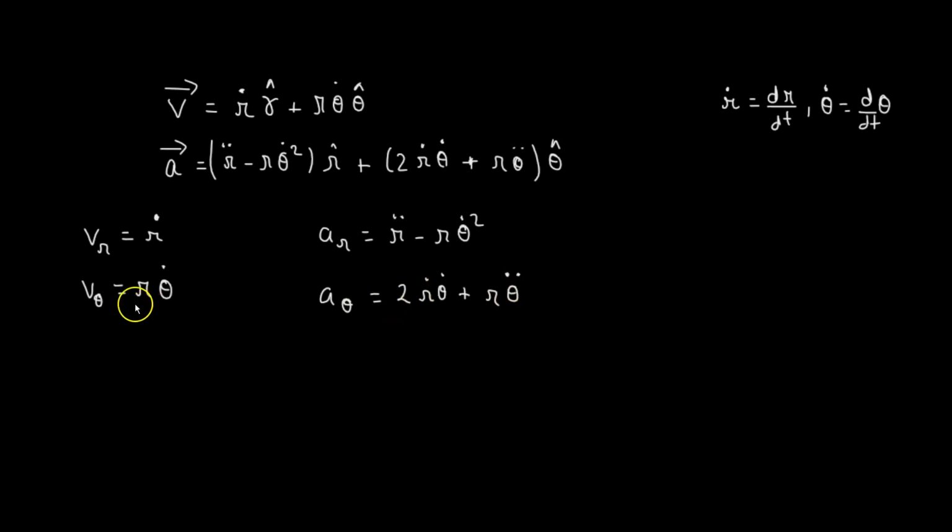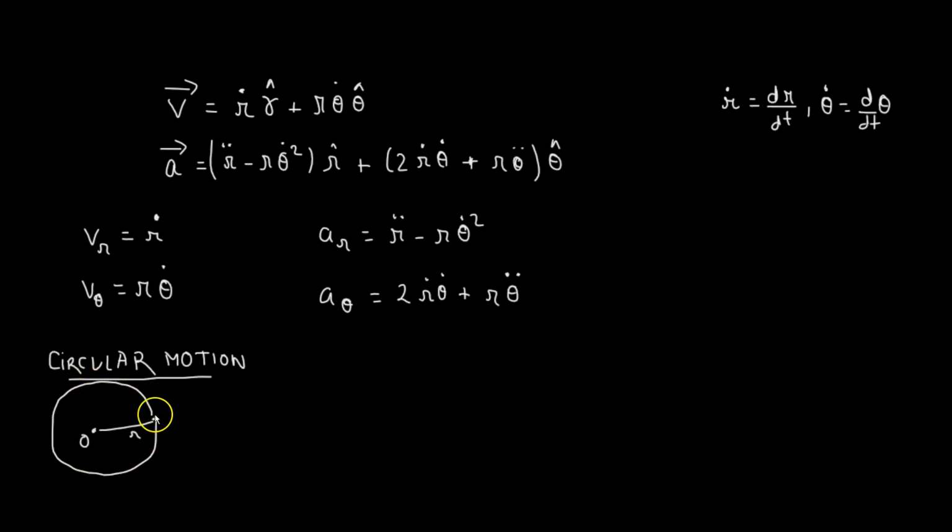Now that you have the radial and angular parts of both the velocity and the acceleration, let's try to understand the meaning of these components with the help of a very simple example. We consider the case of circular motion. We will consider a particle that's moving with respect to a fixed point O, at a distance of r. This particle is moving in a circular path.